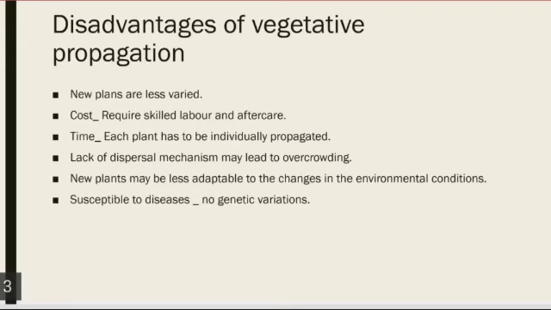So in this session, we have covered what is vegetative propagation, what are the different methods of vegetative propagation, and what is artificial vegetative propagation, and also what are the different types of artificial vegetative propagation. And lastly, we discussed the advantages and disadvantages of vegetative propagation.